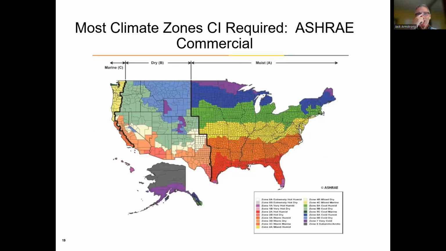Now, this was the map I was showing you earlier, where you can actually see the various climate zones across the country by color. And in the lower right-hand corner here, you can see the various zones, 1, 2, 3, 4, 5, 6, 7, 8.